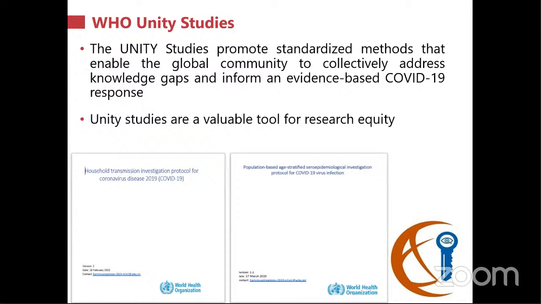And the second protocol is on population-based age-stratified seroepidemiological investigation protocol for COVID-19 infection. The primary objective is to measure the seroprevalence of antibodies to COVID-19 in the general population by sex and age group, in order to ascertain the cumulative population immunity, and also to estimate the fraction of asymptomatic, pre-symptomatic and subclinical infections in the populations by sex and age group. For the second protocol, there's a secondary objective, which is to determine risk factors for infections by comparing the exposures of infected and non-infected individuals, and to also contribute to determining the case fatality ratio and to contribute to an improved understanding of antibody kinetics following the COVID-19 infection.